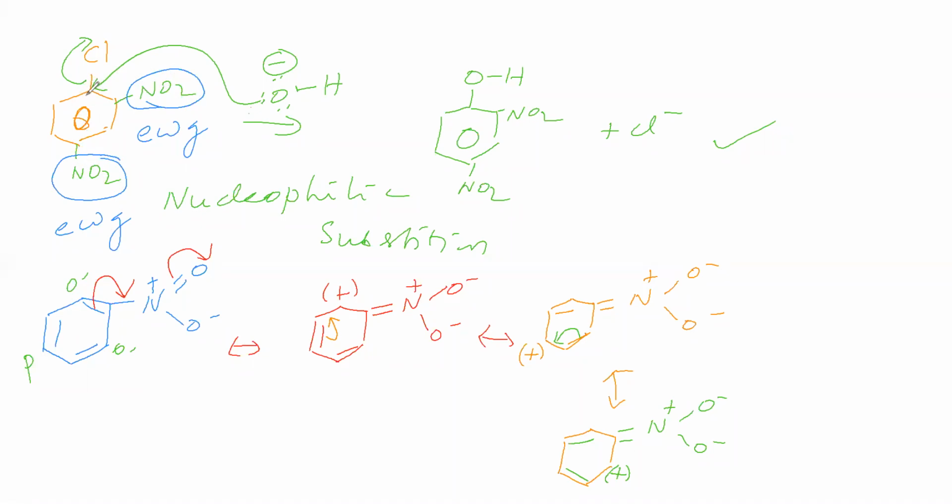For this, it is a para. So due to this NO2 group, positive charge is created here. Due to this NO2 group also, positive charge is created here. Because of the positive charge, the nucleophile easily attacks. Therefore, it goes for nucleophilic substitution reaction. So because of these two electron withdrawing groups, this compound goes for nucleophilic substitution reaction, as we said.